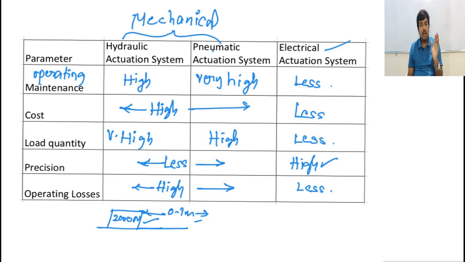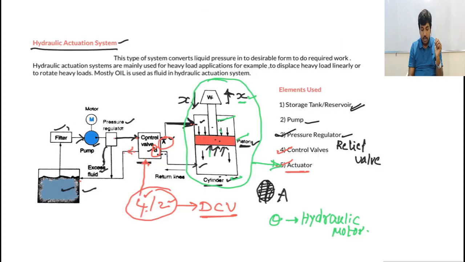So in the upcoming sessions, I am going to explain about each and every element present in an actuation system. That means for every actuation system, suppose you see a hydraulic actuation system, we have a control valve, regulator, filter, actuator and all these things, right? So in the upcoming section, I will explain each and every device in a detailed way.